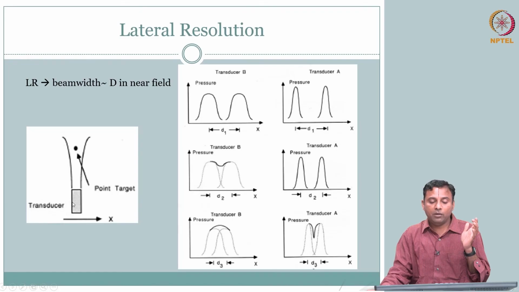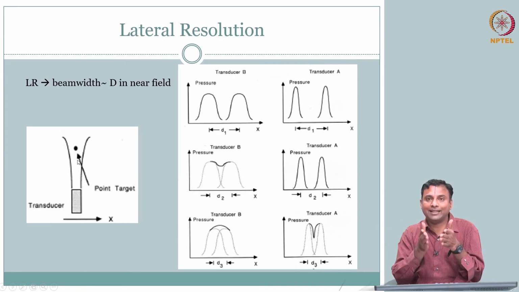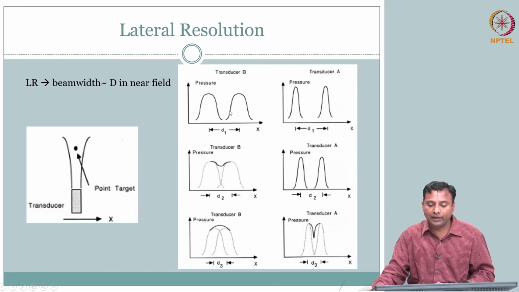So the idea about this beam width: you have pressure, and this is in the lateral direction, the x direction. If I have two transducers, notice here the right one is able to resolve better because its beam spread is less. So beam width is an important parameter. When the objects come close together, this starts to blend in. Here you completely lose them in the lateral direction, whereas in transducer A, which has less spread, the beam width is less.